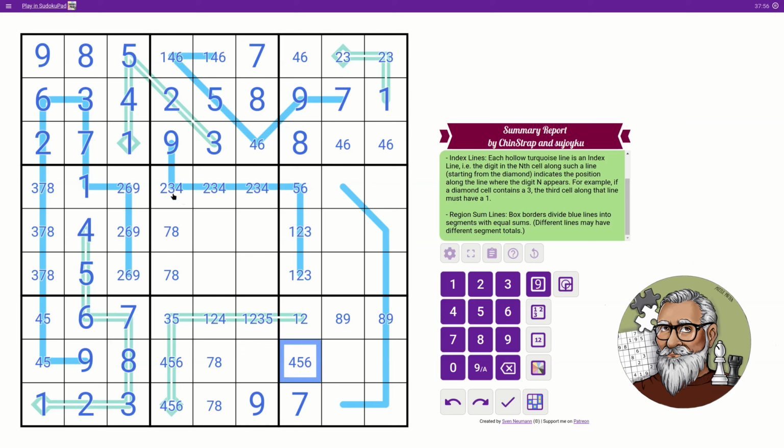I do have a 2, 3, 4 here, which gets rid of the 2 and the 3. Okay. Mildly useful. Is this the only place where I can have 1 now? Seems like it.